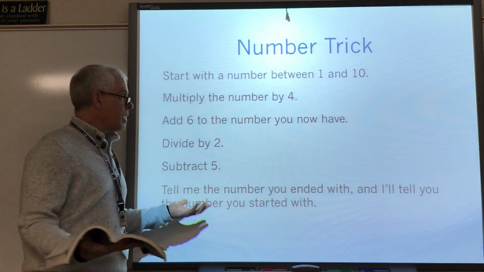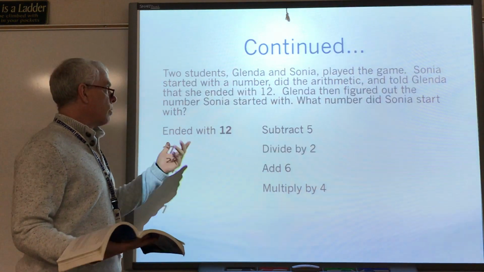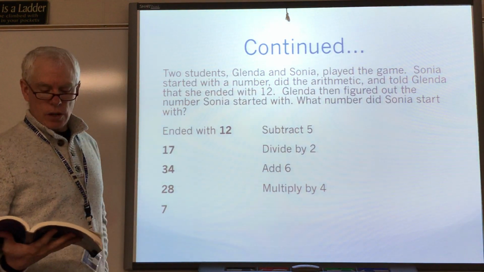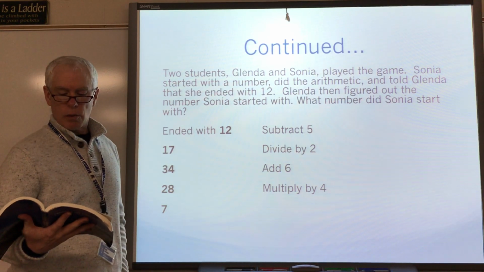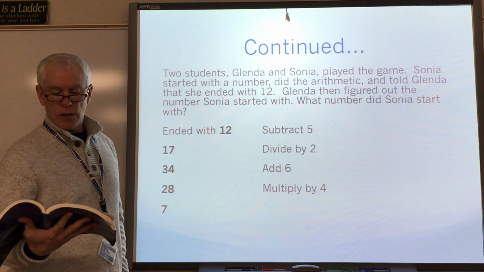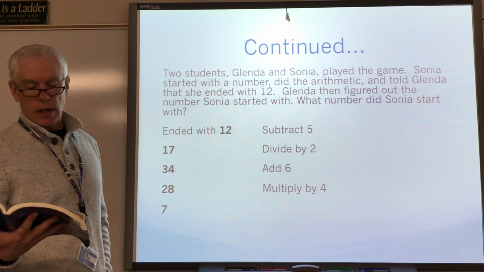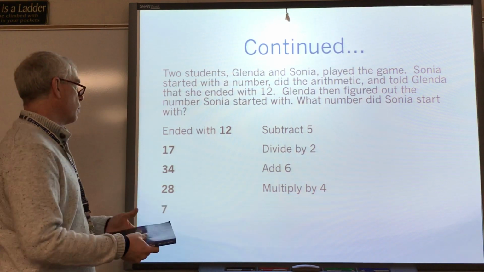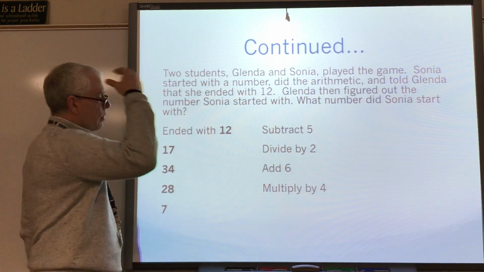Okay? So same kind of thing. We can start at the end. We got to find out where we finished though. So it says two students, Glenda and Sonia, played this game. Sonia started with a number, did the arithmetic, and then told Glenda that she ended with 12. Glenda then figured out the number that she started with. So again, we're going to start with where we ended.